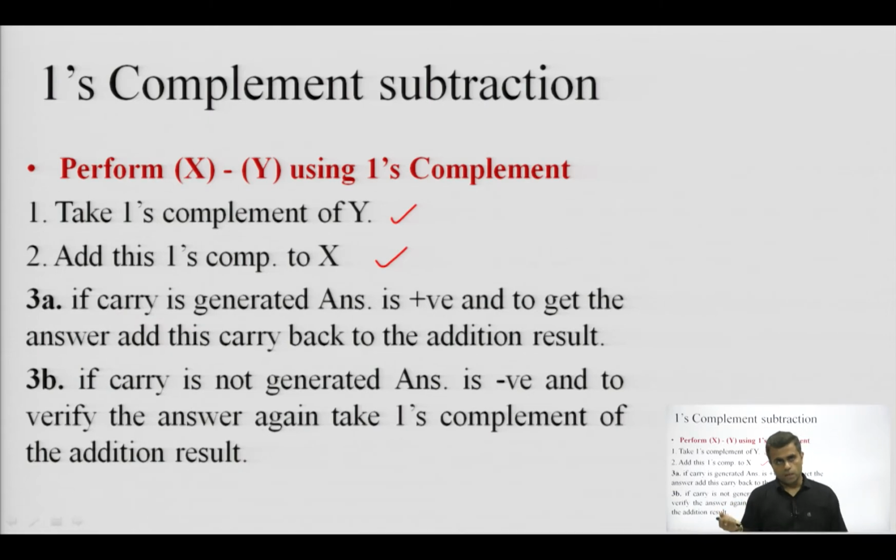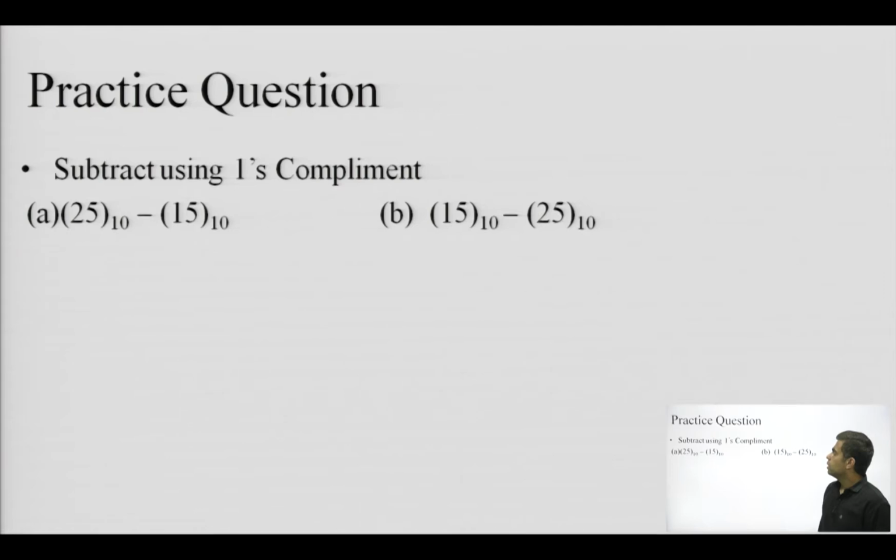So, let us come to the examples of this ones complement subtraction. So, I am taking here two cases, in which in first case I am subtracting 15 from 25, and in the second case I am subtracting 25 from 15. That means, in the first case the answer should be 10, and in the second case answer should be minus 10. So, let us check whether we are getting the correct answer or not.